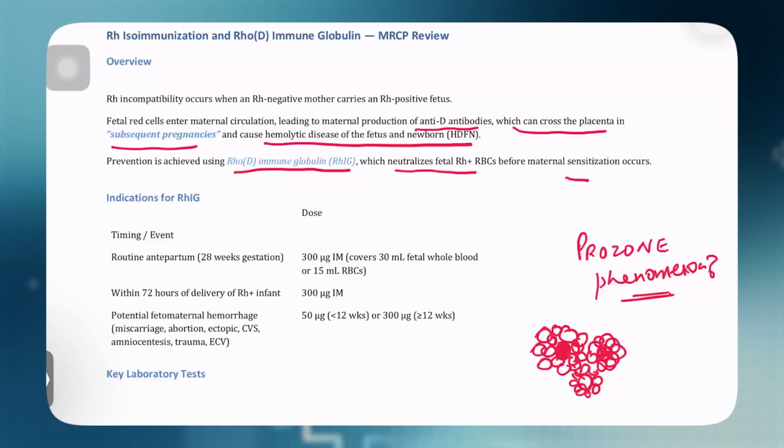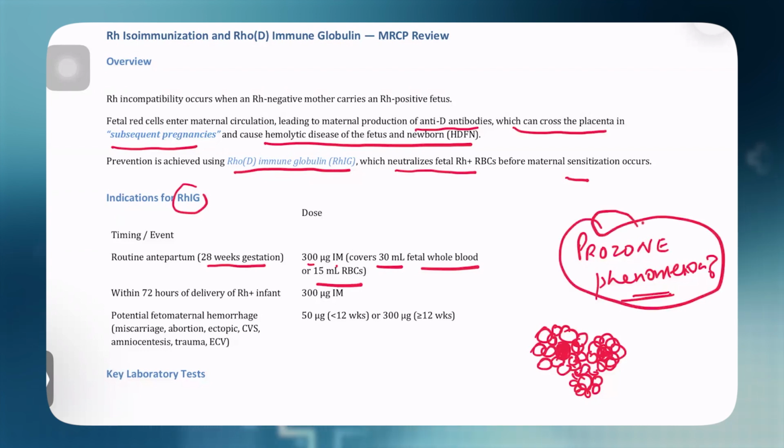So you have to understand the timing of the Rh immunoglobulin. Routine antepartum, it is at 28 weeks gestation, 300 microgram IM. It will cover 30 ml of fetal whole blood or 15 ml of RBCs. As I am telling you, the concept is based on the prozone phenomenon. Hence, you have to see that the amount of antibodies that you are giving is matched to the blood or the RBCs of the fetus.